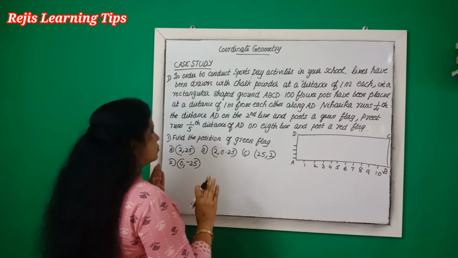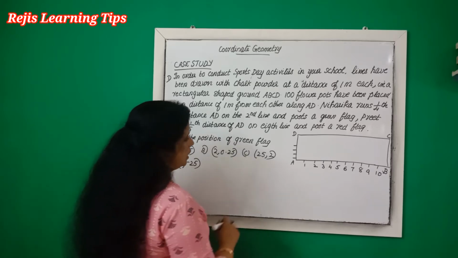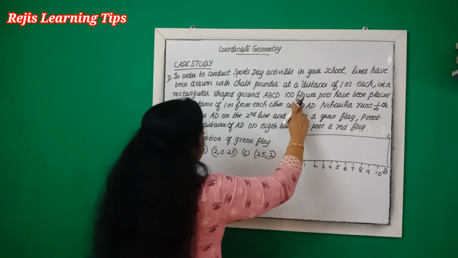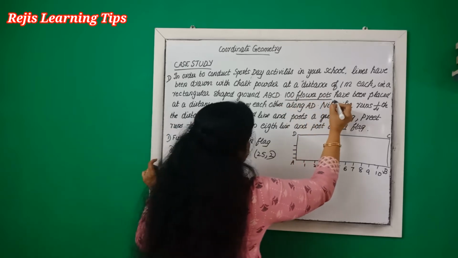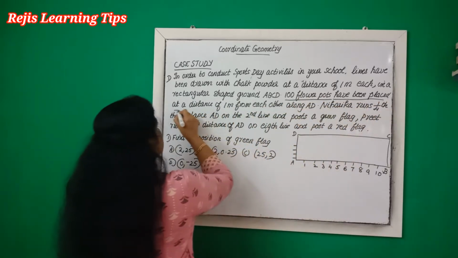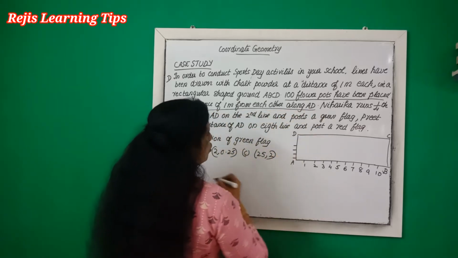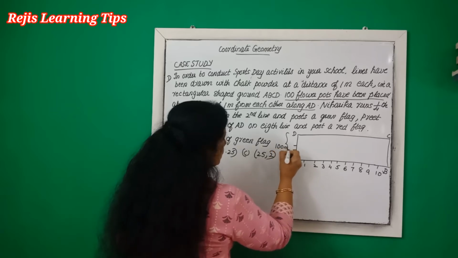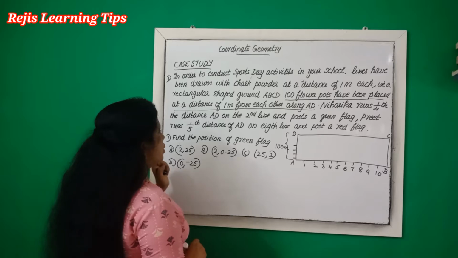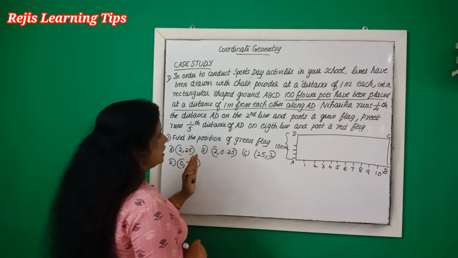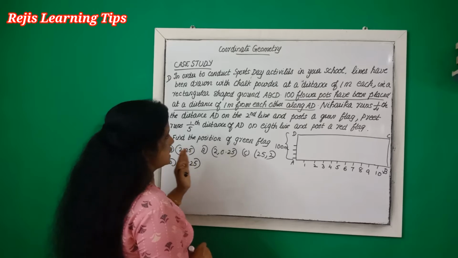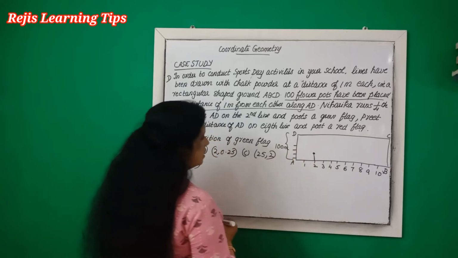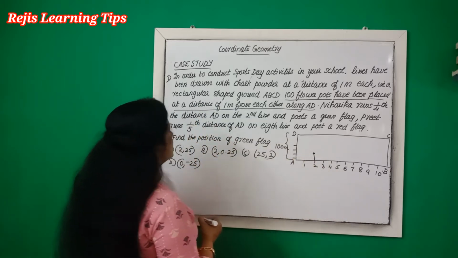First question, find the position of the green flag. Then we know here 100 flower pots have been placed at a distance of 1 meter from each other along AD. So we know that this distance is 100 meter. Niharika runs 1/4 the distance of AD on the second line. This is the position of Niharika.